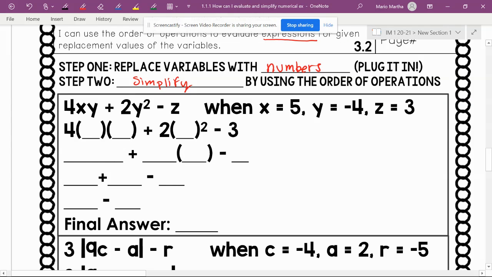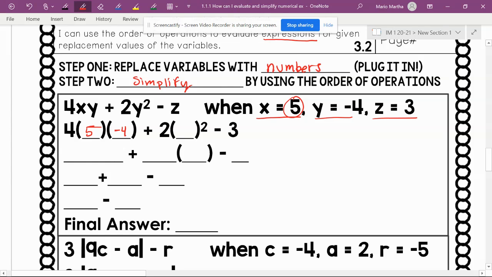So when you guys are doing this, remember you are going to be given values to plug in or substitute into the expression. So here, x is positive 5. So wherever I see the x, I'm going to replace it with positive 5 right there. And then y is negative 4. So that's going to be the next one, negative 4.